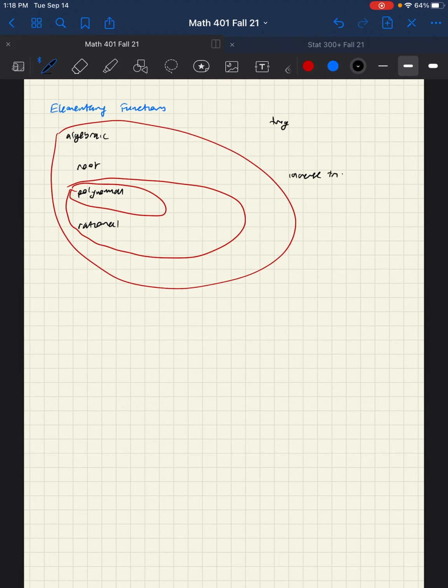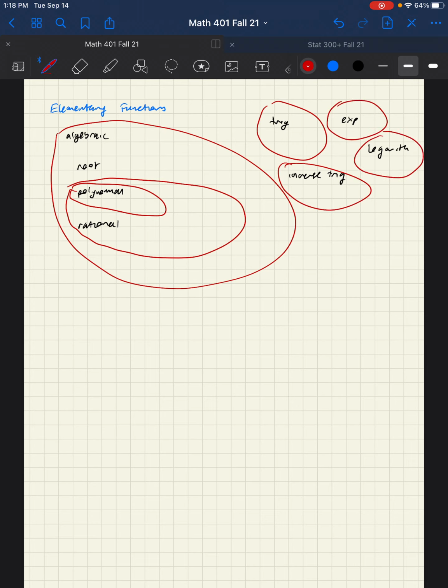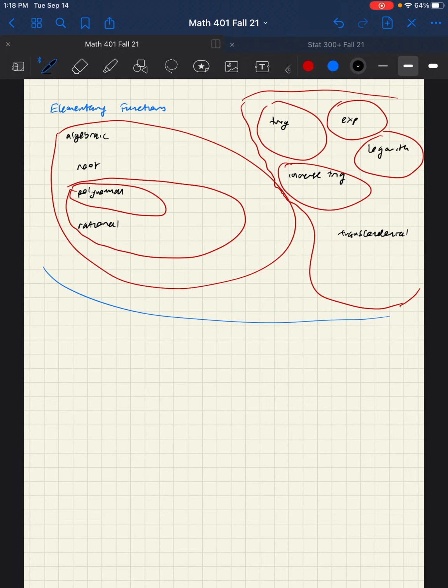You've got your trig functions, your inverse trig, your exponentials, your logarithmics. So these are kind of in their own world, but those are all what we call transcendental. There are functions that live beyond this, though, okay? And we can't represent them as elementary functions because, by definition, they're not, okay? So here's an example, okay?